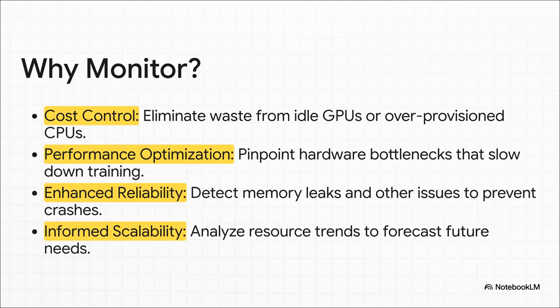First up, cost control. You can finally spot that expensive GPU that's just sitting idle for hours and shut it down. Second, performance optimization. You can find the exact hardware bottleneck that's making your training loop so slow. Third is reliability. This is a big one. You can catch a memory leak before it crashes your 12-hour training job. And finally, you get the data you need to make really smart decisions about how to scale your infrastructure in the future.